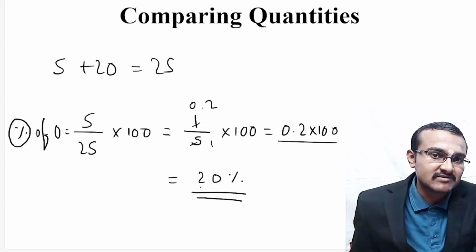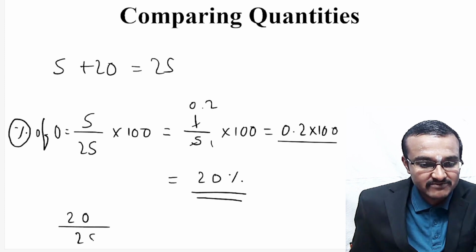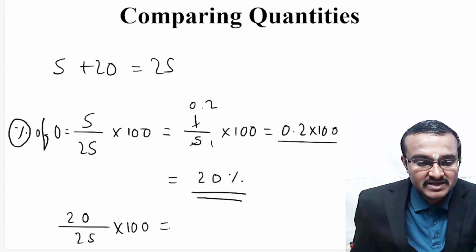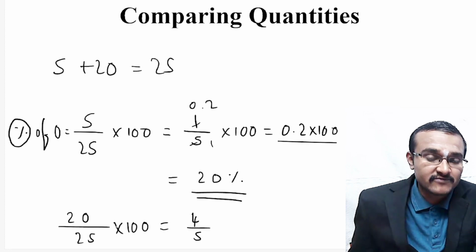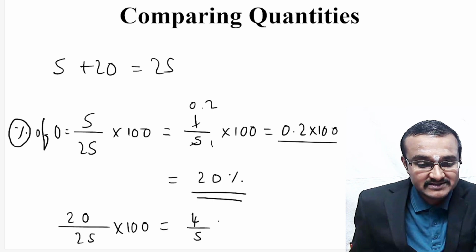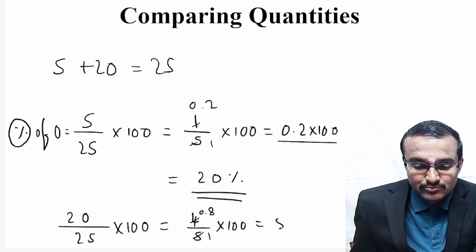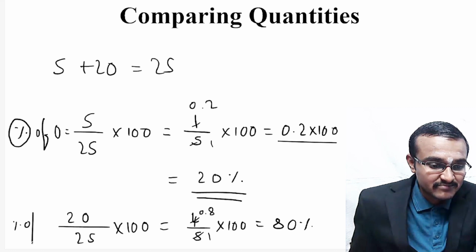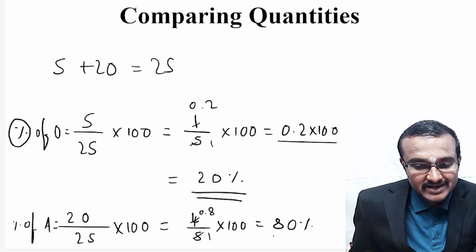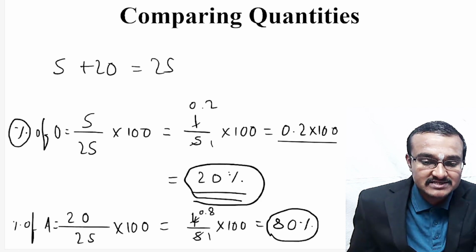Similarly, the remaining 80% will be apples, because only apples are remaining. You can also cross-verify that by doing 20 by 25 into 100. That gives 4 by 5, because 5 fours are 20 and 5 fives are 25, into 100. What is 4 by 5? It is 0.8. So 0.8 into 100 is 80 percent. This is the percentage of apples. You can clearly see 80% apples are there and 20% oranges are there.